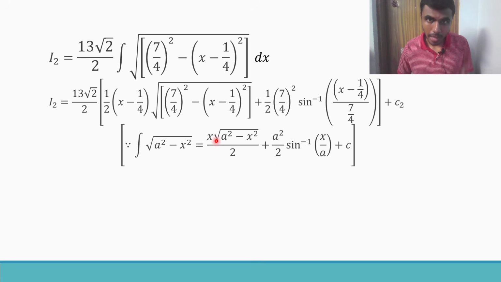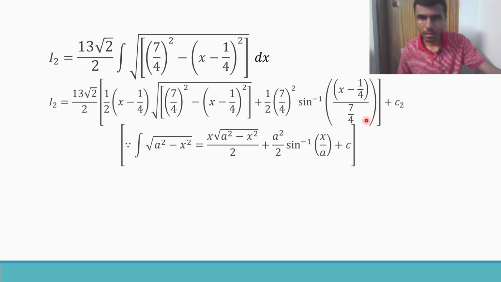Now see, x root a square minus x square by 2. What does it mean? Basically half into x into under root a square minus x square. So half is here, in place of x I have x minus 1 by 4, and under root of a square minus x square I just write down as it is. This might look a bit complicated, but it's not as complicated as you might feel. Plus a square by 2 is nothing but half into a square into sin inverse x by a. So half into a square is 7 by 4 whole square, sin inverse of x, in place of x I have x minus 1 by 4, and here I have 7 by 4.